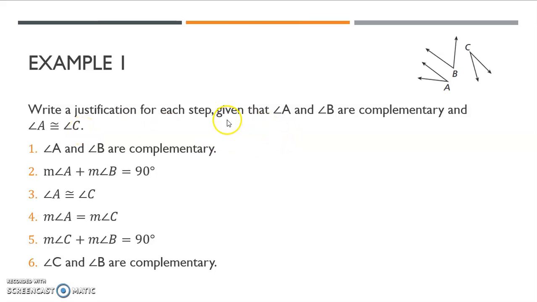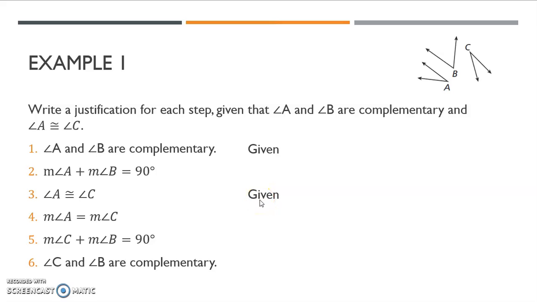So when the given facts up here are used in the proof, next to them you're going to write the word given. The first thing you're going to do is pause the video, copy this down, and then try to find these two given statements in the proof and write the word given next to them. Okay, so hopefully you got given for the first step and given for the third step.